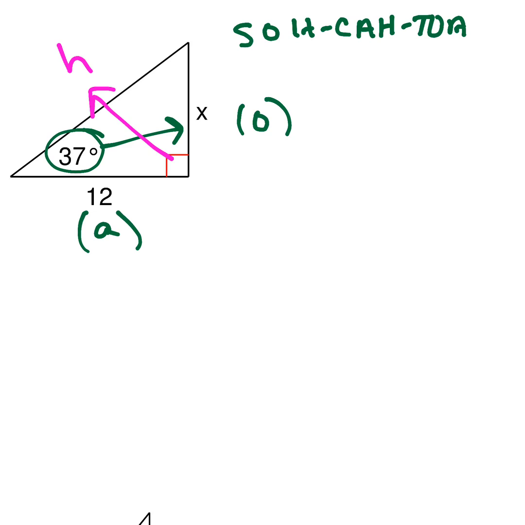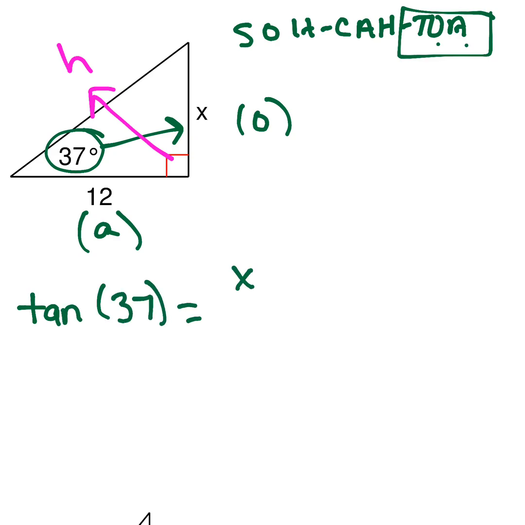So I have an opposite and adjacent. That gives me tangent. So I can say that tangent of 37 is equal to opposite, which is x, over my adjacent 12. Then I just want to solve for x. The opposite of dividing is multiplying. So I want to multiply both sides by 12. 12 times tangent of 37 is 9.04 rounded.